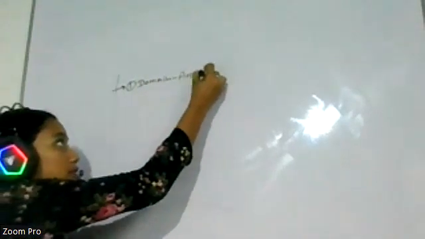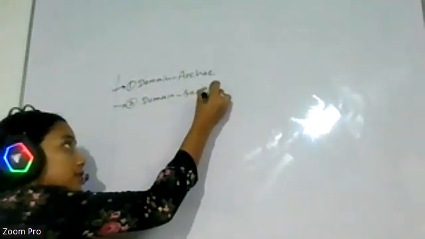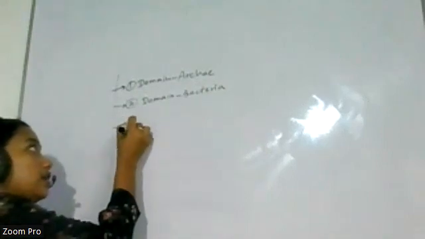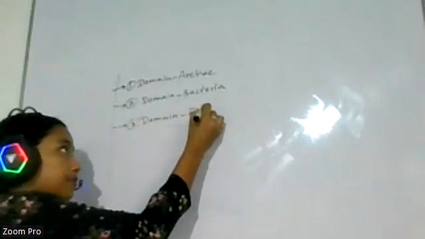According to the Calvo's categorization, all the organisms can be divided into three domains. What are the three domains? First one, domain Archaea. Second, domain Bacteria. Third one, domain Eukarya.